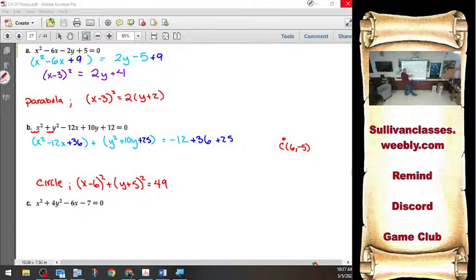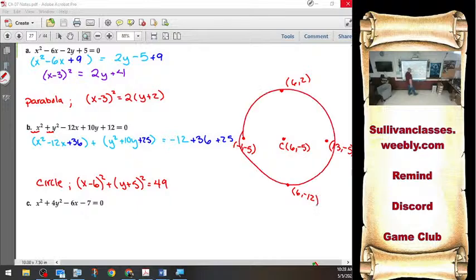If the radius squared is 49, then the radius is 7. If the radius is 7, then I'll go 7 to the right. 13, -5. Come on, Frank. I'll go 7 to the left. I'll be at -1, -5. I'll go 7 north, 6, 2. I'll go 7 south, 6, -12. I'll connect them and hope it's circular.